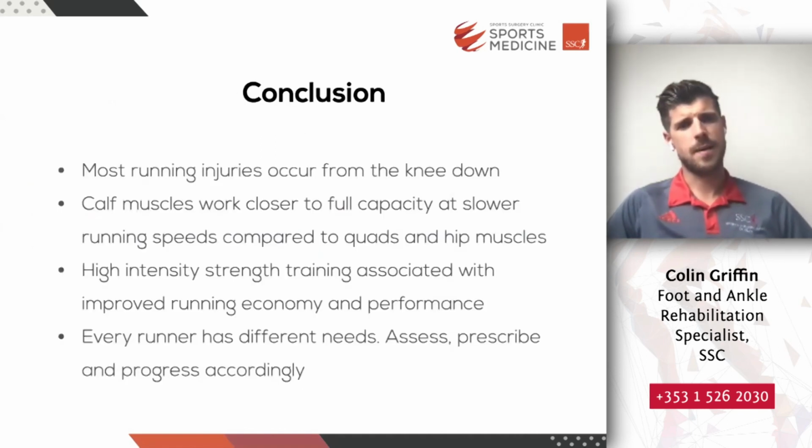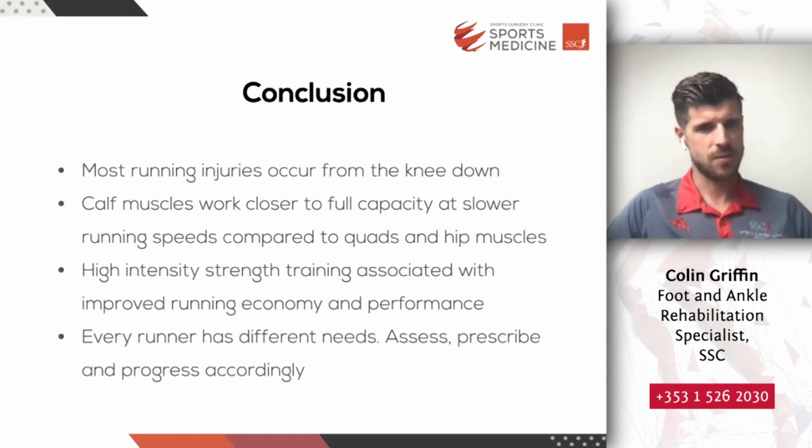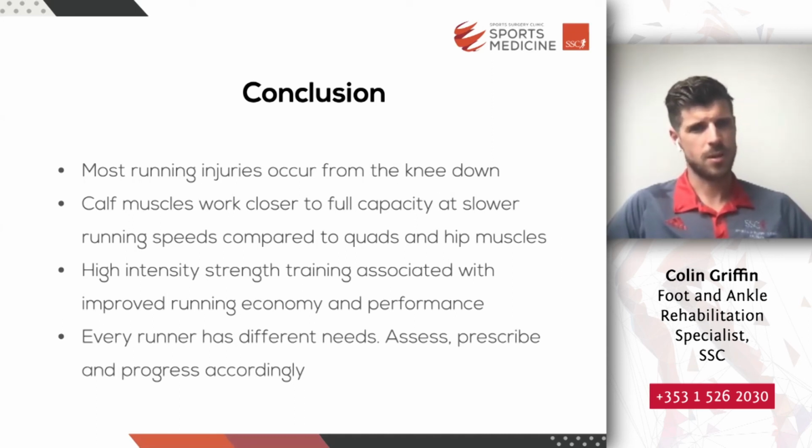So in conclusion, most running injuries occur from the knee down. Our calf muscles in particular are probably the one muscle group that works close to its full capacity, even at slow running speeds, compared to quads and the hip muscles. So it's really important that we condition them for that. High intensity strength training is not only about injury, it's also associated with improved running economy and performance. And every runner has different needs.